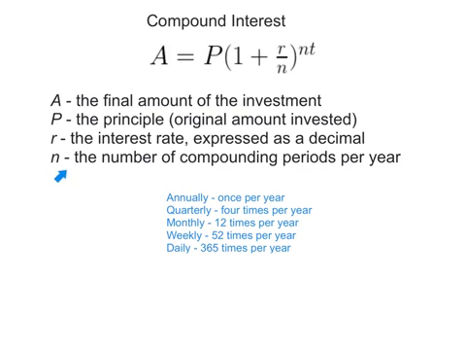Now I didn't put T down here, but T is just time in years. It'll always be T for time. It'll always be years. And so this is not much different from the problems we've done.